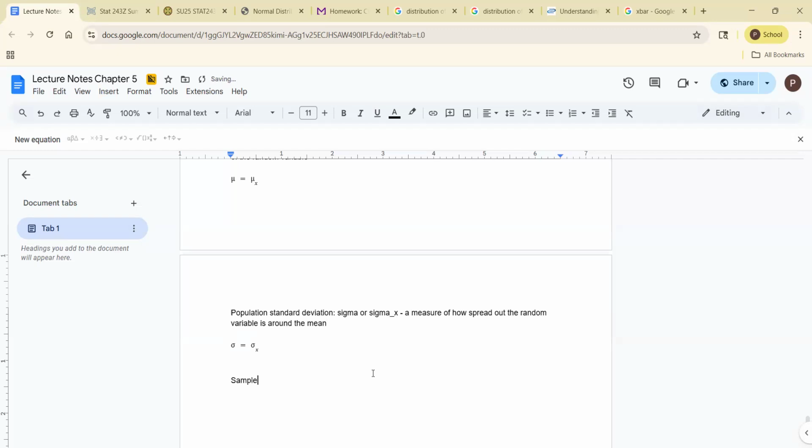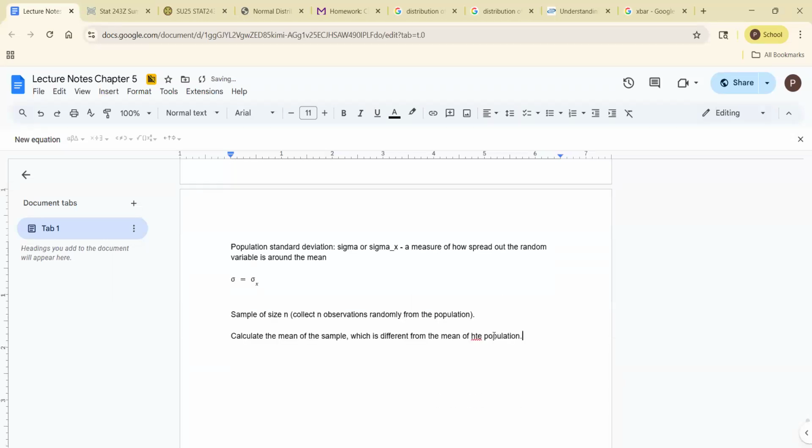Now we have a sample of size n. So collect n observations randomly from the population. We can calculate the mean of the sample, which is different from the mean of the population. The mean of the sample goes back to chapter 2. It's descriptive statistics. It's X bar, X with a bar over it.